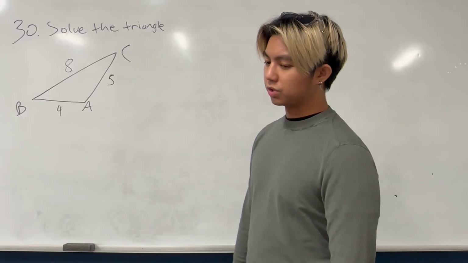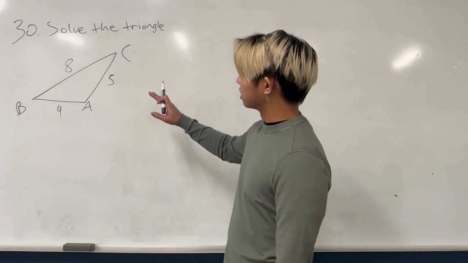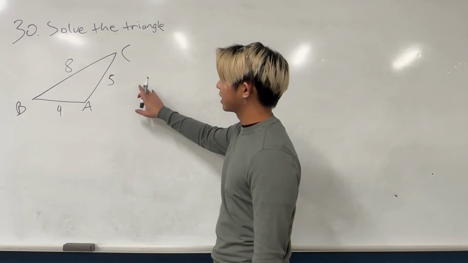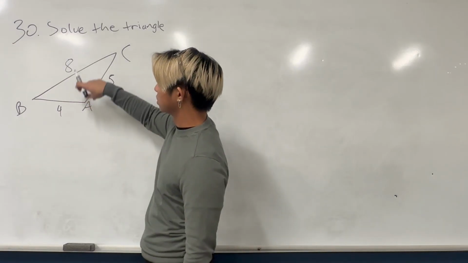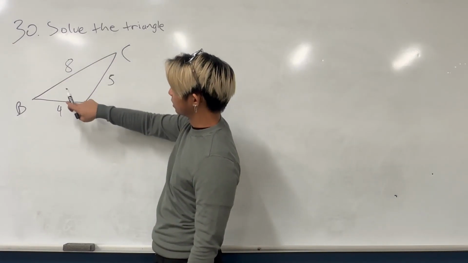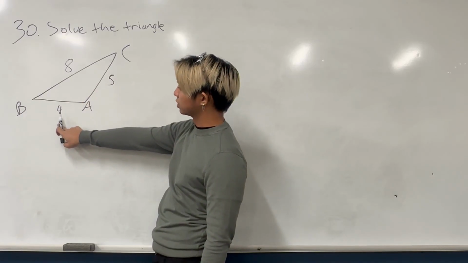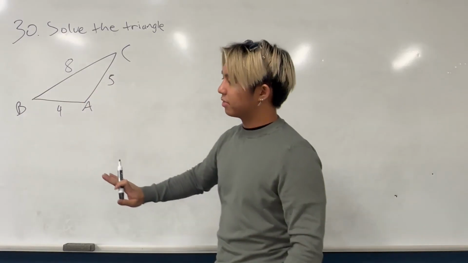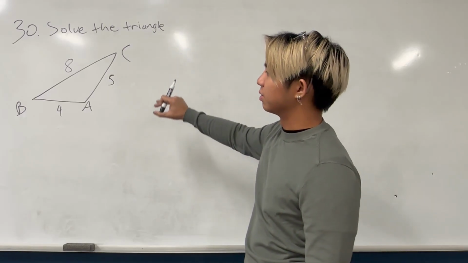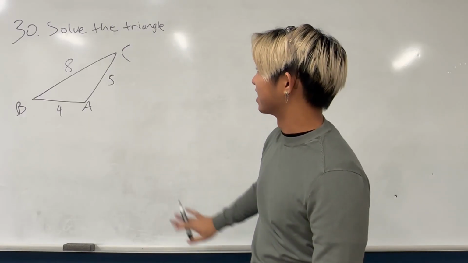Okay, and so for question 30, they were giving us a triangle, right? So they gave us what? Let's start with A. They have little a equal to 8, little b equal to 5, and little c equal to 4. So they basically gave us the three sides of the triangle.